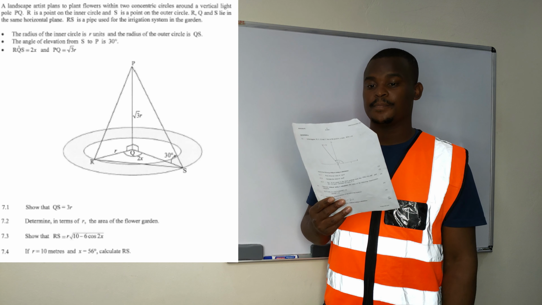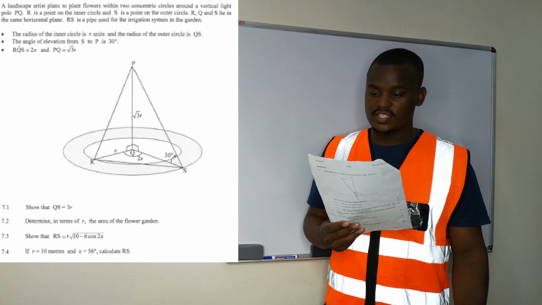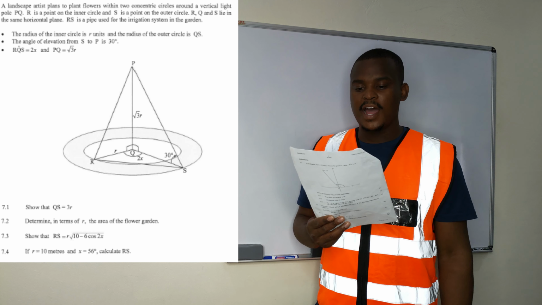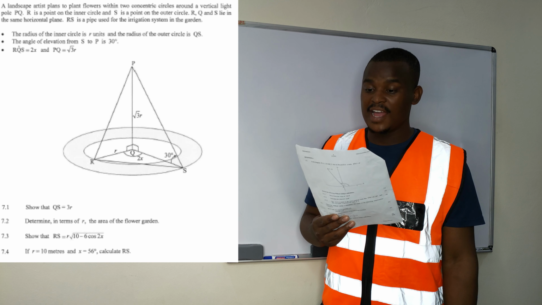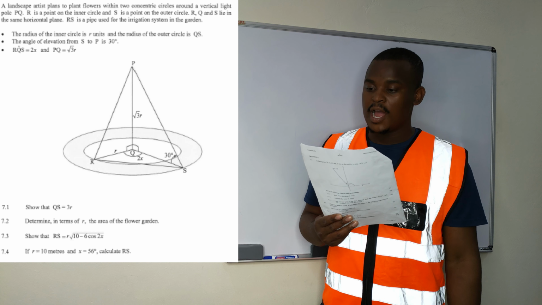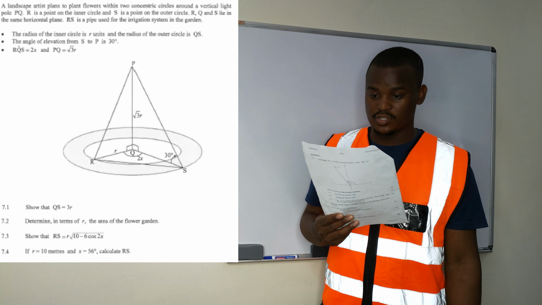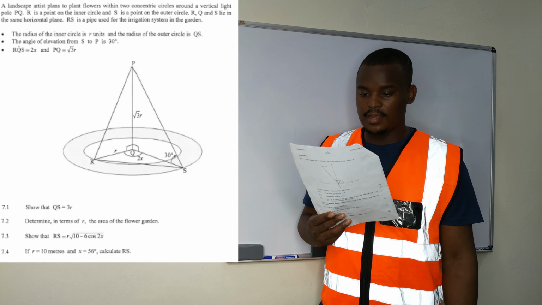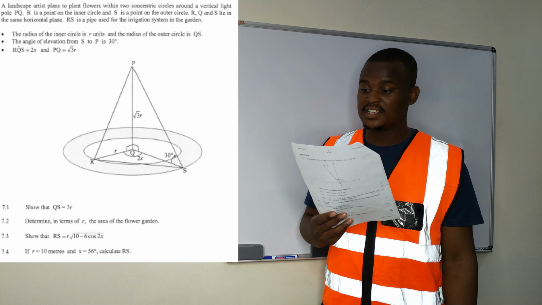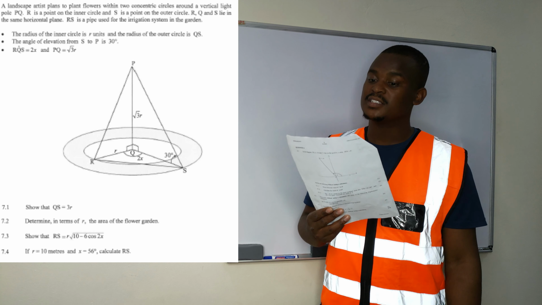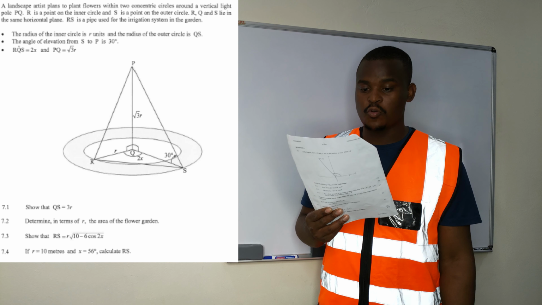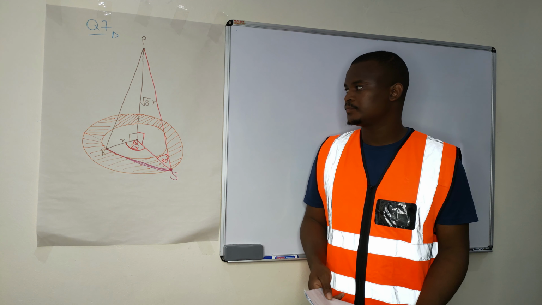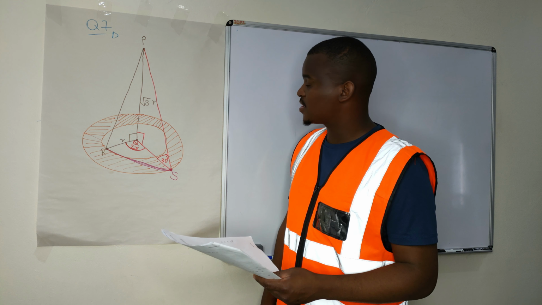So let me read again. A landscape artist plans to plant flowers within two concentric circles around a vertical light pole, which is our light pole PQ. R is the point on the inner circle, and S is the point on the outer circle. R, Q, and S lie in the same horizontal plane. RS is the pipe used for the irrigation system in the garden. The radius of the inner circle is R units. The radius of the outer circle is QS. And the angle of elevation from S to P is 30 degrees. And the angle Q of the triangle RQS is 2X. And PQ is square root 3R.